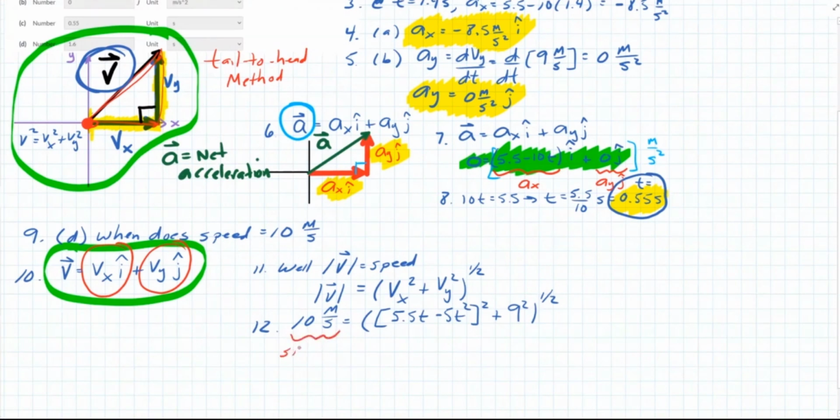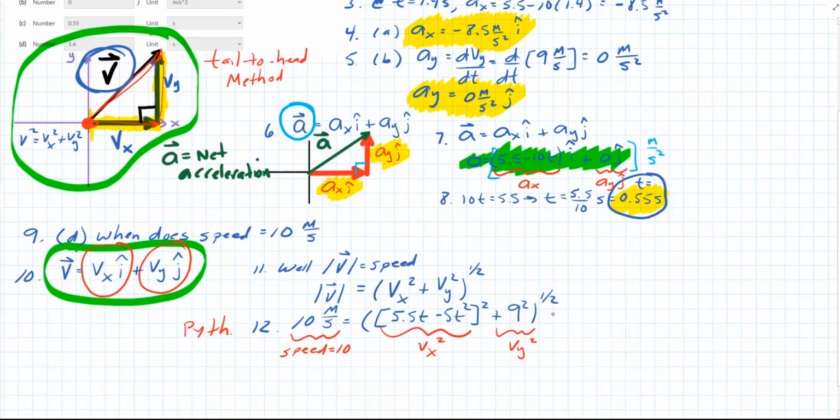My speed must equal 10. This beast here, this is Vx squared. This is Vy squared. This whole thing is Pythagorean theorem. So thanks to Pythagorean theorem.